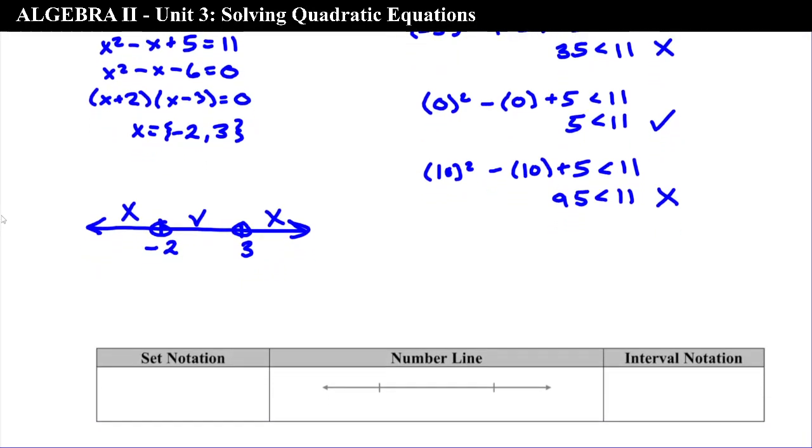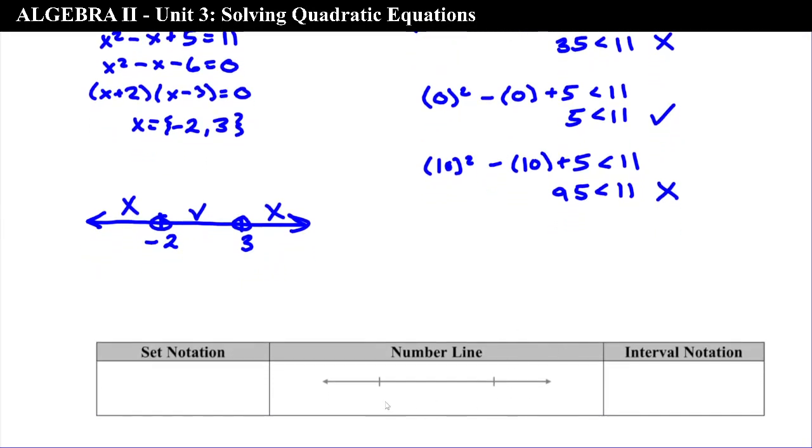So now we have everything we need to write down our final solution. We've got negative 2 here. We have 3 here. Both are going to contain open dots. And we are going to be shading everything in between. In set notation, we can write this all in one go. x such that negative 2 is less than x, which is less than 3. And then in interval notation is simply negative 2 to 3.